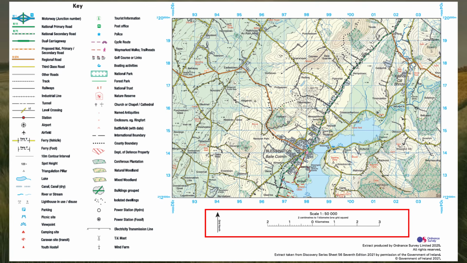And we have the scale 1 to 50,000, which is 2 centimeters to 1 kilometer. So you might need to use that for measuring distances, or you could use the scale bar below here, or even you could just use the grid squares over here. They are the same size. So we will begin.